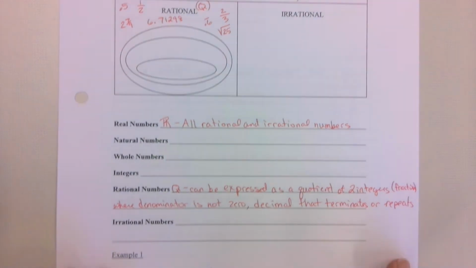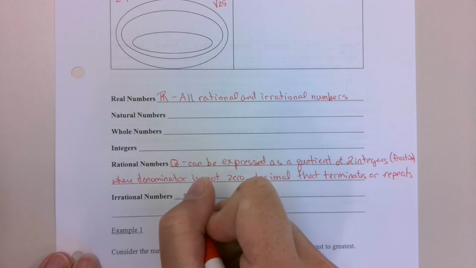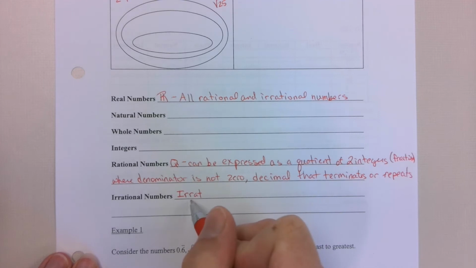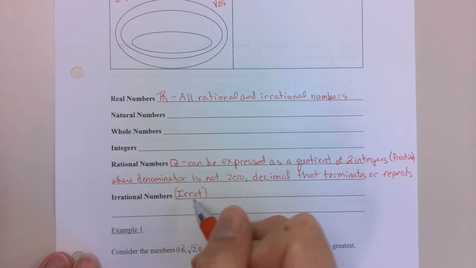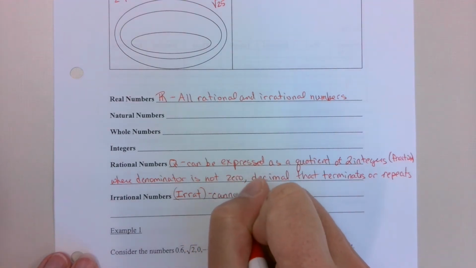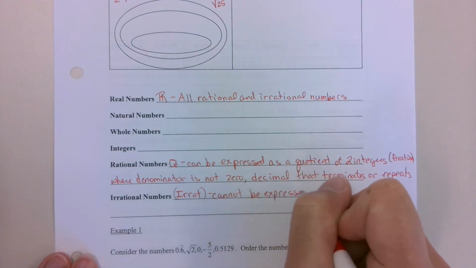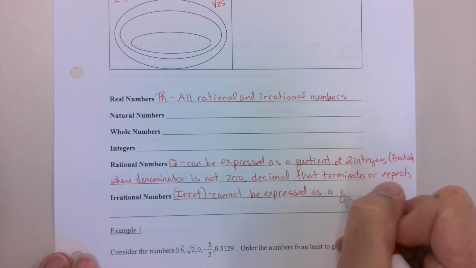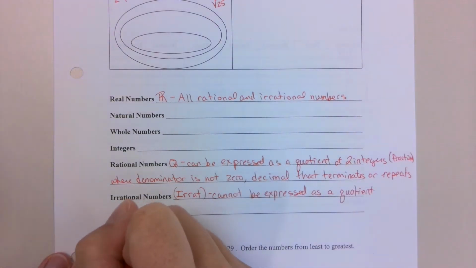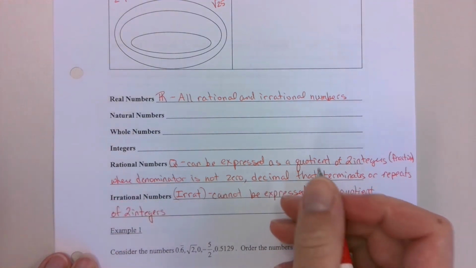Now, let's contrast that with irrational numbers. There's no symbol for irrational numbers. So I'm okay if you want to abbreviate it as IRRAT, but there is no symbol for irrational numbers. So it's really the inverse of a rational number. They cannot be expressed as a quotient, meaning no fractions. So they cannot be expressed as a quotient of two integers. And we'll talk about integers in a minute here.